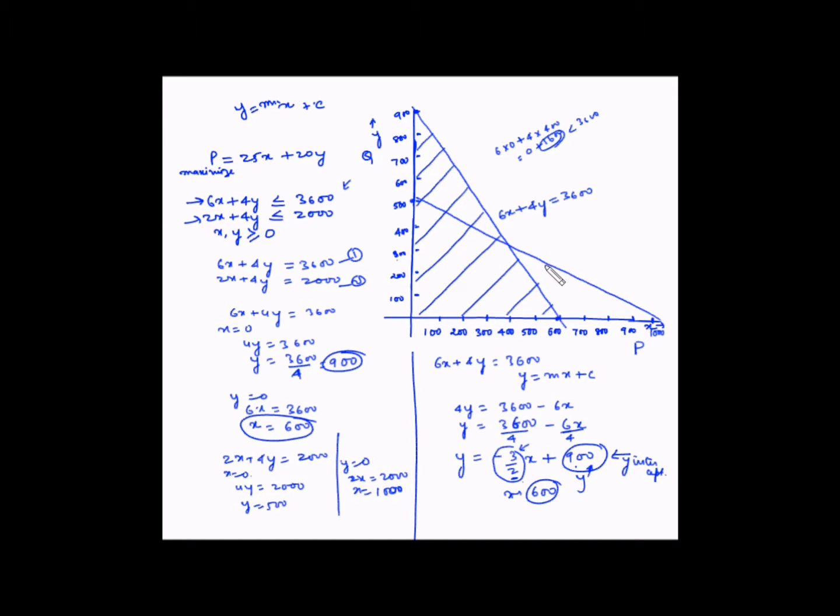So this line represents 2x plus 4y is equal to 2000. So the actual inequality was 2x plus 4y is less than or equal to 2000. So in this case, the area below this line will represent the inequality 2x plus 4y is less than or equal to 2000. So let us shade that area.